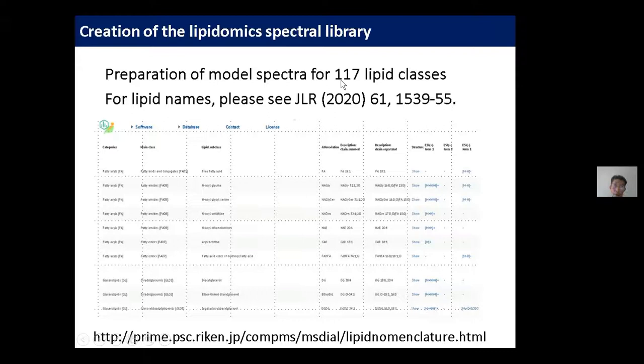117 lipid classes. And for those lipid classes and new names, please refer to a recent article in the Journal of Lipid Research, JLR, 2020. In this article, my name or Dr. Tsugawa's name is not listed, but we contributed to coordinating the names of lipid structures. And instead of us, several names of Japanese researchers in lipid research are included as an international guideline for lipid names. And the list of possible lipid structures is shown in the website at the bottom of this slide.